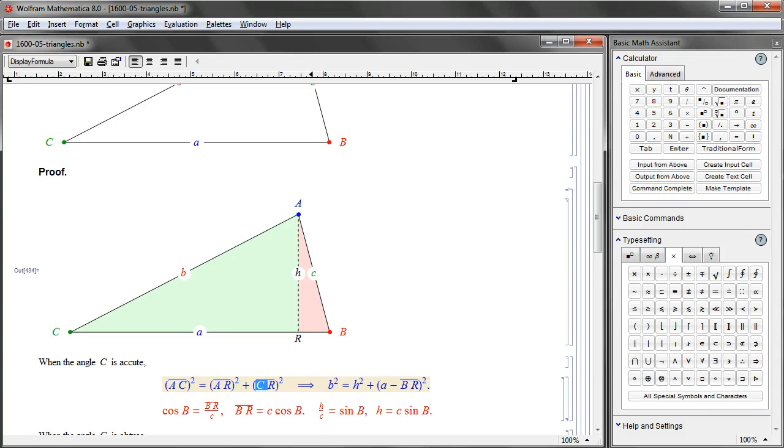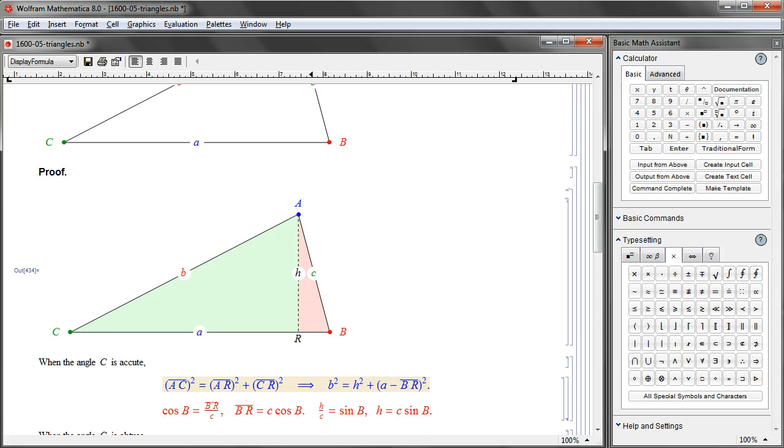Now finally, what is CR? The distance between C and R, that's the distance between C and all the way to B minus the distance BR. Consequently, we have that. But CB, that distance, is actually the same as small a, so we can re-express it as b squared is equal to h squared plus a minus BR, total quantity squared.